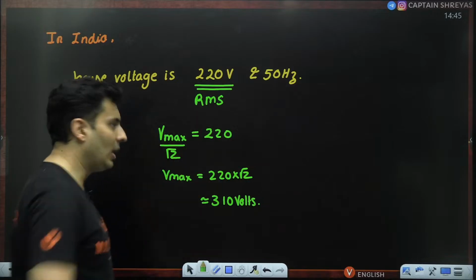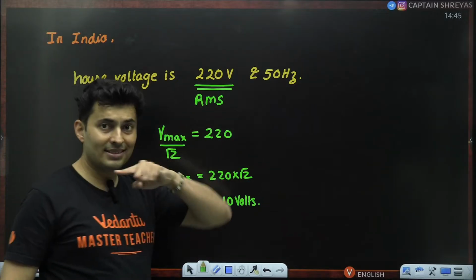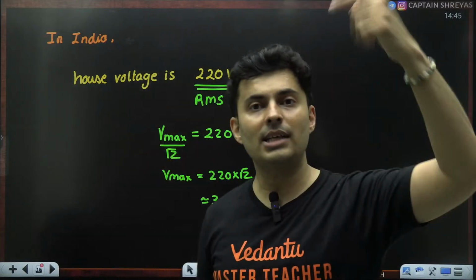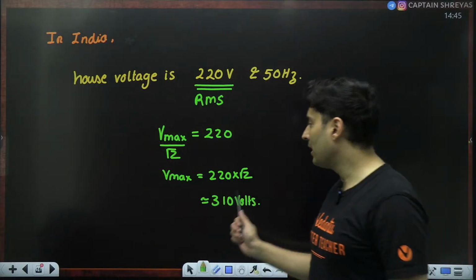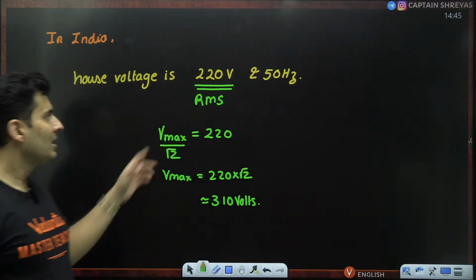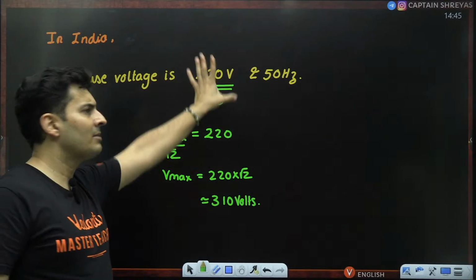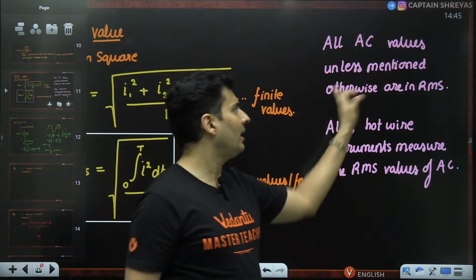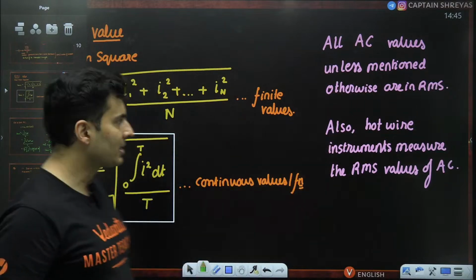So in our houses, though it says 220 volts, that's the RMS value, which is not the maximum. The maximum is actually slightly more than 310 volts. That's a very different thing. So when nothing has been mentioned, it is always RMS. That's what I mentioned over here. When nothing is mentioned otherwise, always RMS.